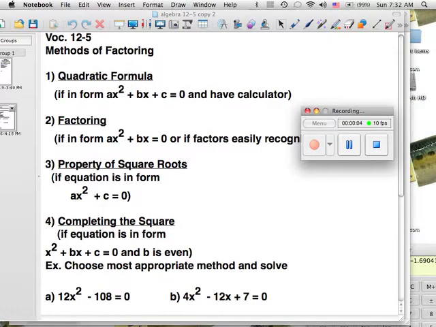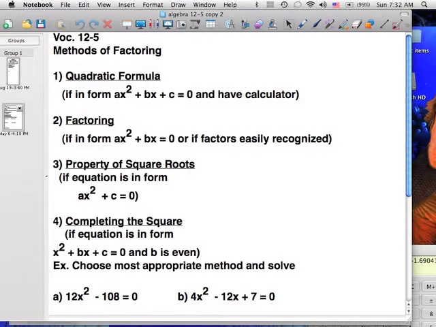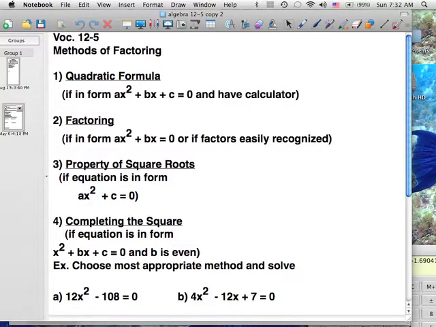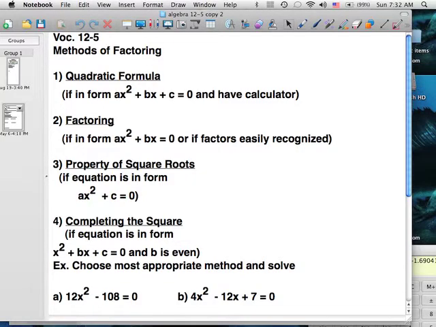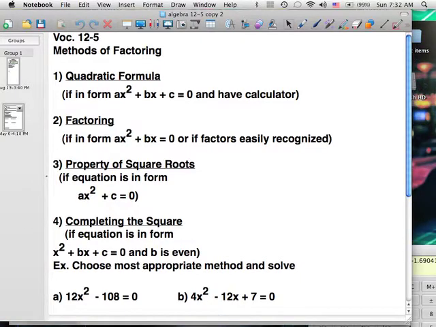We're on chapter 12, section 5, and we're going to be solving quadratic equations, and we're going to choose the best method of factoring them or solving them. We'll use the quadratic formula if it's in the form of ax squared plus bx plus c equals 0, and you have a calculator. We'll use factoring if it's in the form ax squared plus bx equals 0, or if it's a trinomial and you can easily find the factors.